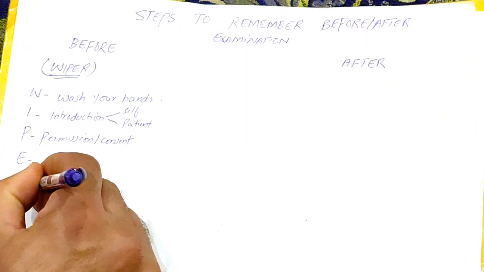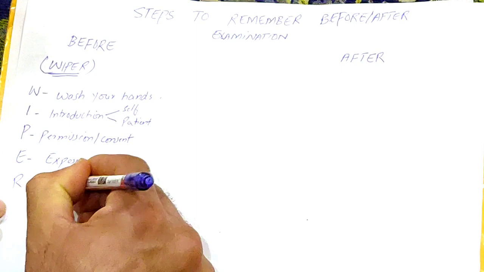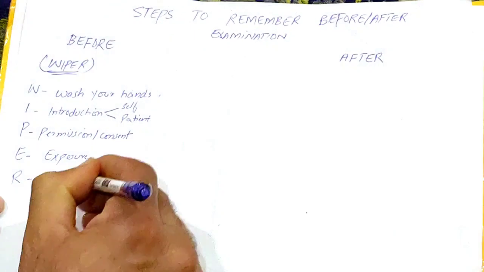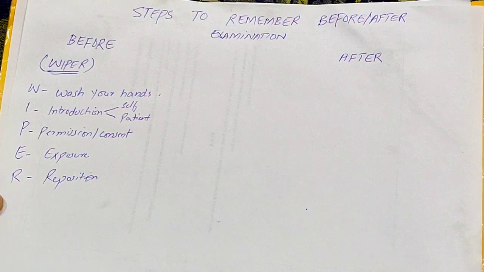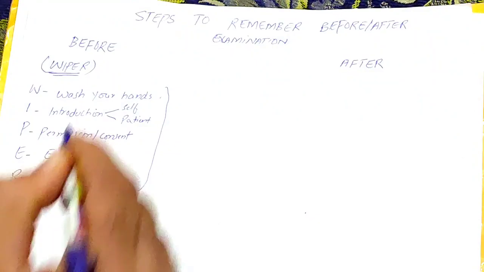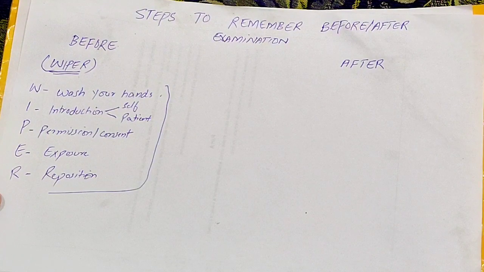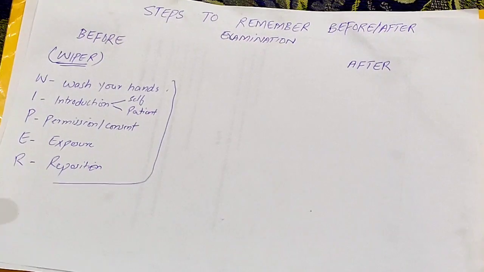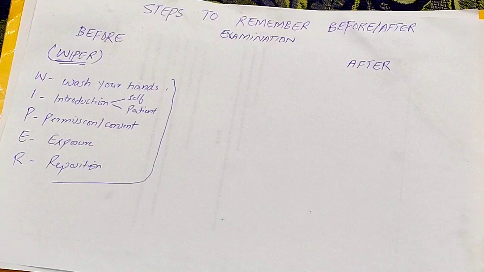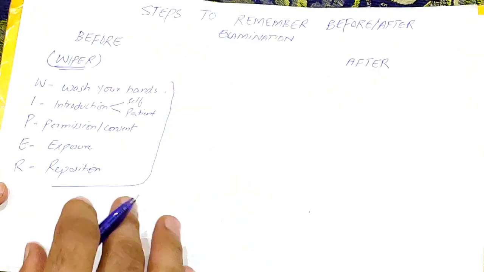At the end is R, repositioning. Position of the patient is important. So these are the general steps you should follow before touching a patient for any examination. Write it down with yourself, and before trying to touch the patient, you should follow all these. First, wash your hands. Second, introduction. Third, permission. Fourth, exposure, and fifth, repositioning. After all this, you should start the examination.